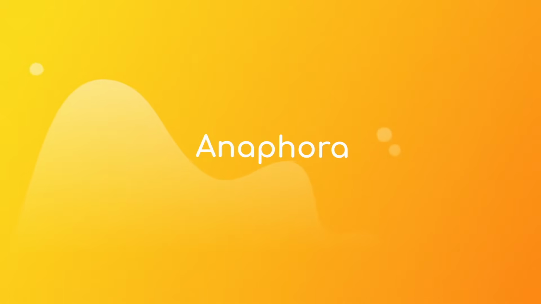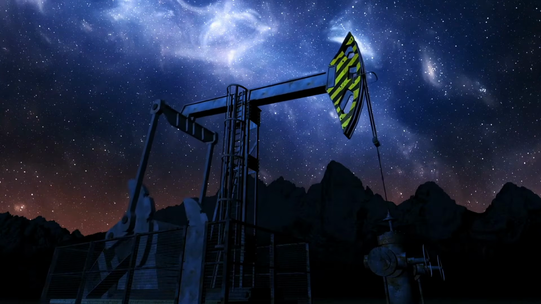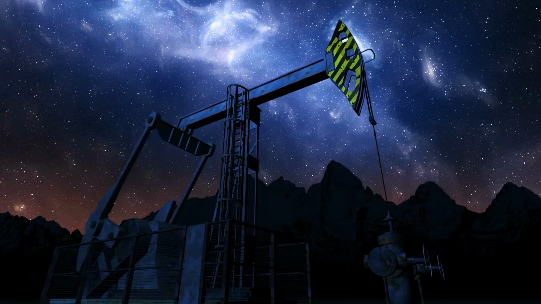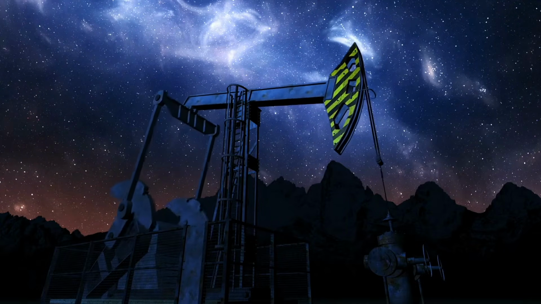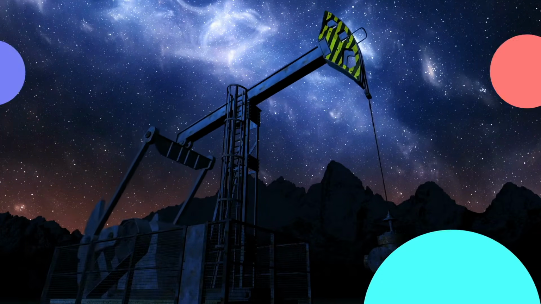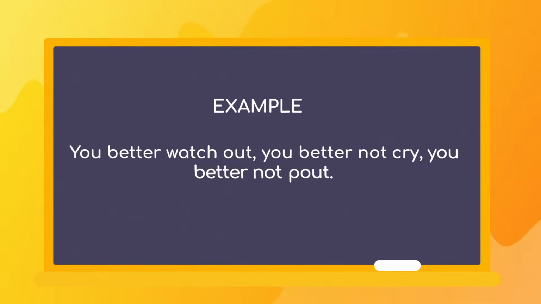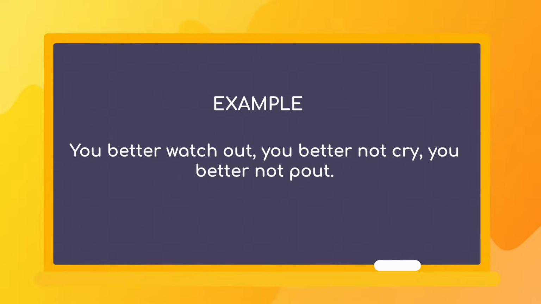Next up, anaphora. Anaphora is the use of repetition of phrases or words to deliver an artistic effect to a passage. Let's have a look at an example. The purpose of anaphora is to emphasize a message or to add rhythm.